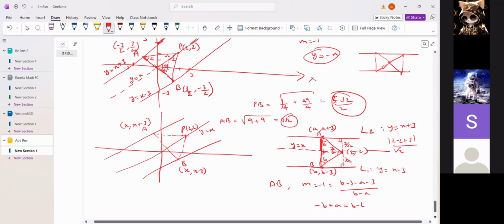Sir, the centroid shall be on the line passing through (2, 2). Yes, but it's not necessary for it to be y equals x, right, sir? But that's a symmetry, no? y equals x is the line symmetrically 3 units above y equals x minus 3 and 3 units below y equals x plus 3.